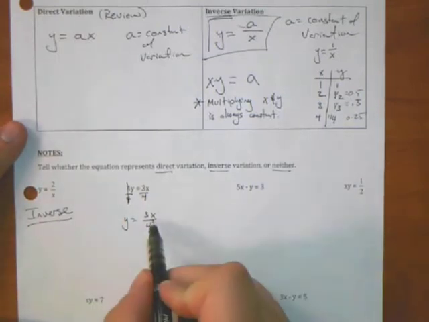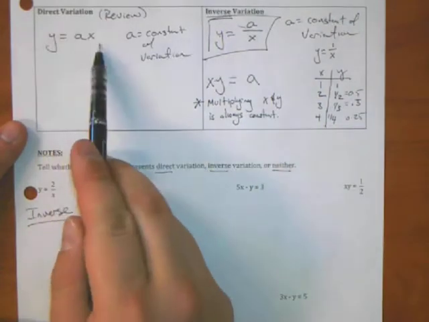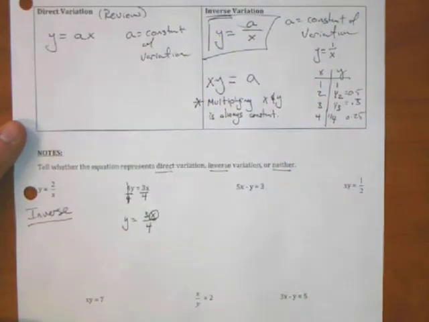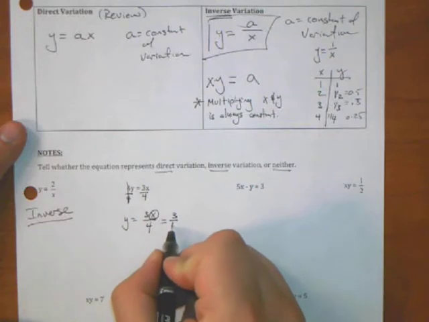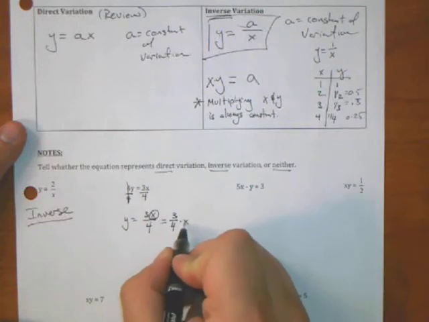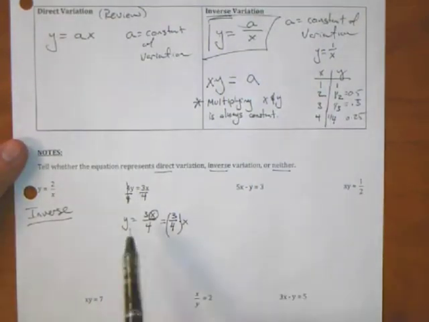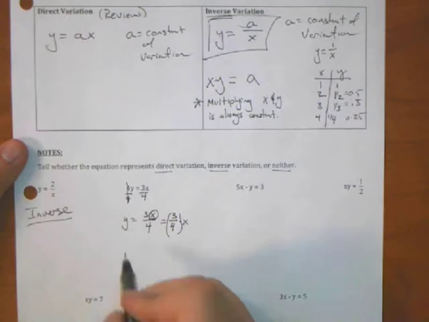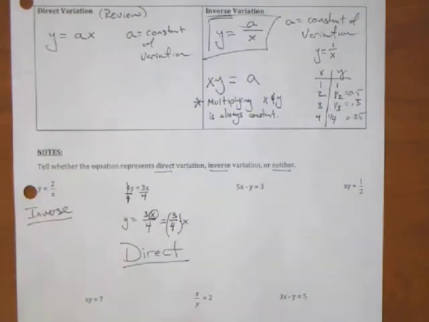The key here is that you have x in the numerator, and it's just multiplied by something. You could even go so far as to say 3x over 4 is the same as 3/4 times x, if you really wanted to rearrange it. In either case, you have y, you have an x, and just something multiplied to x. This is direct variation.